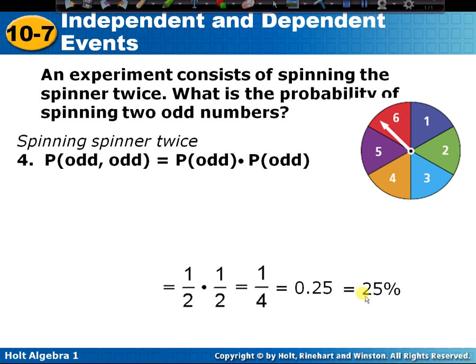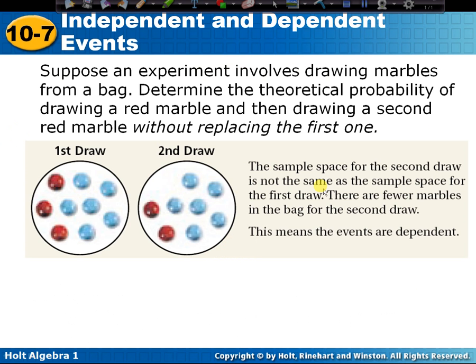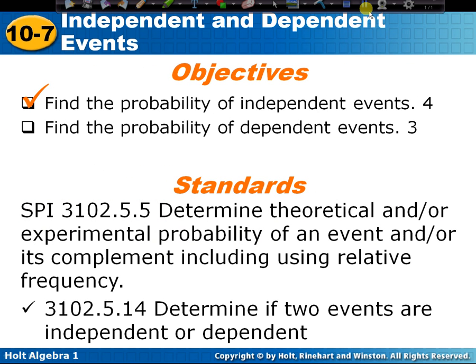Make sure that you have this work down. You don't have to copy the spinner. All right, so we found the probability of independent events, and now we're going to look at the probability of dependent events. All right, so now we're going to find the probability of dependent events.